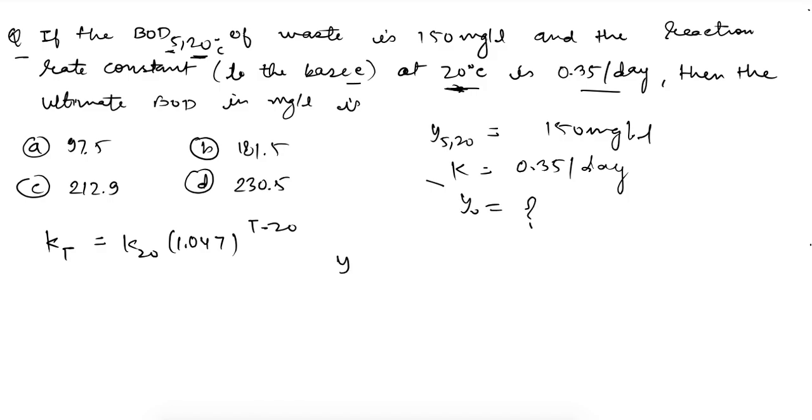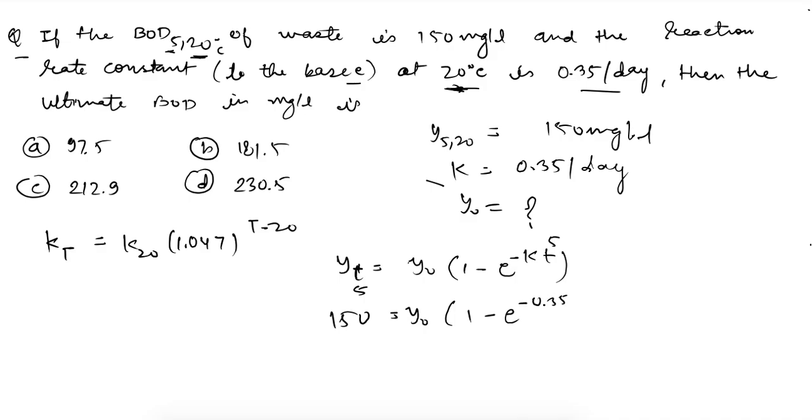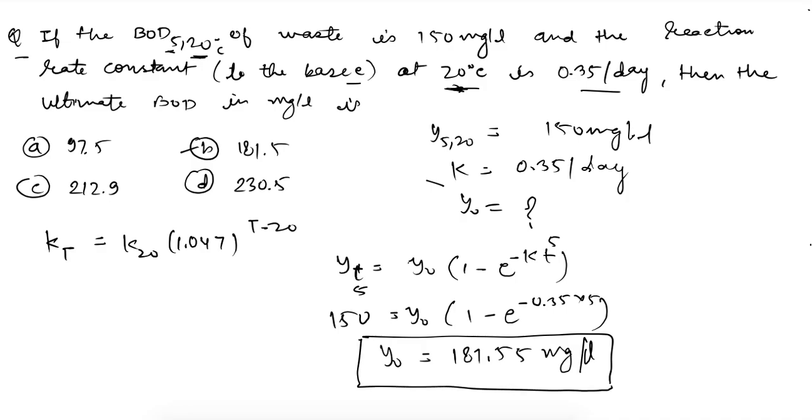So we can directly apply the formula, that is Yt equals Y naught into 1 minus e to the power minus k into t. For 5 days, t is equal to 5 days, and the other things we also know. So 150 equals Y naught into 1 minus e to the power minus 0.35 into 5. If you solve this, Y naught comes out as 181.55 milligrams per liter. So B is your answer here. Straightforward question, just formula based.